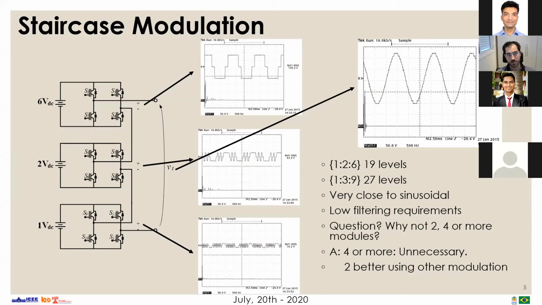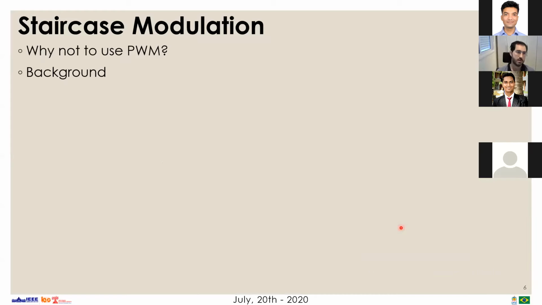So four modules is unnecessary because you make this more sinusoidal, which is unnecessary. And two modules is better using other modulation like the PWM, okay?